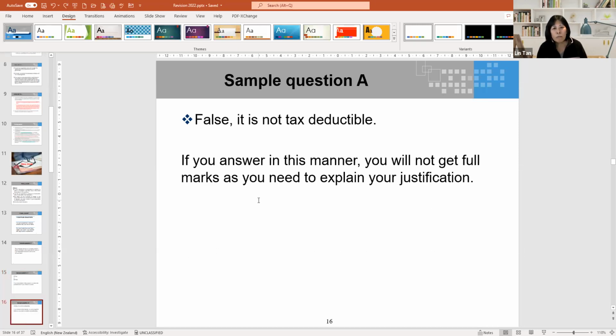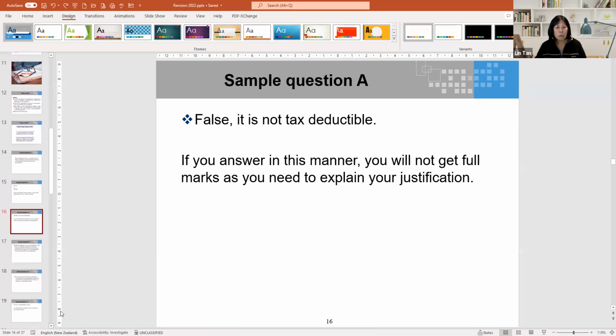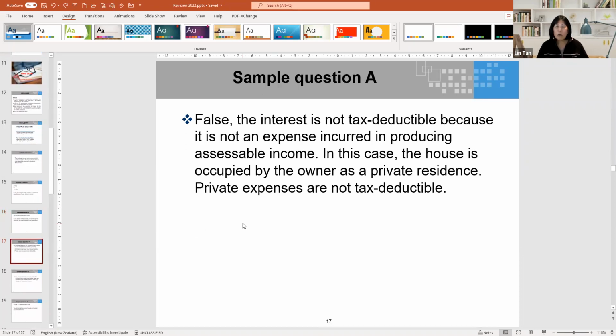Sometimes students tend to be very brief, right? They will say false, it is not tax deductible. This is actually a correct answer, but then there's no further explanation as to why it is not tax deductible, right? So the student might get some marks, but not the full marks, because the reason, explanation, or justification is not provided, right? So it requires a fuller explanation.